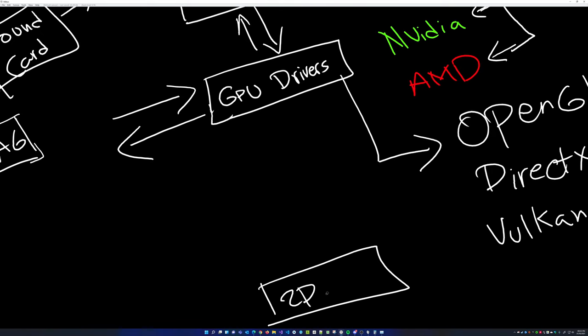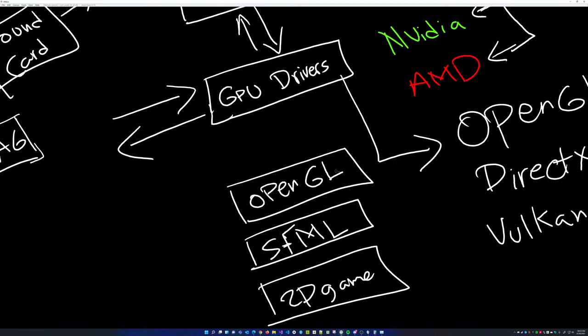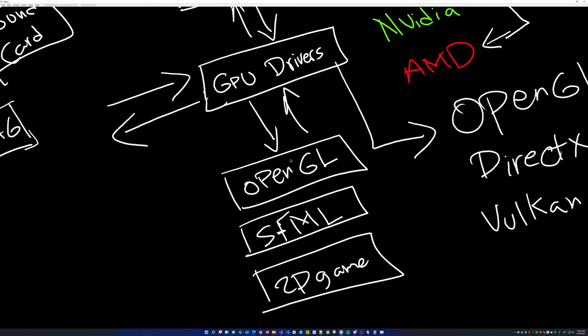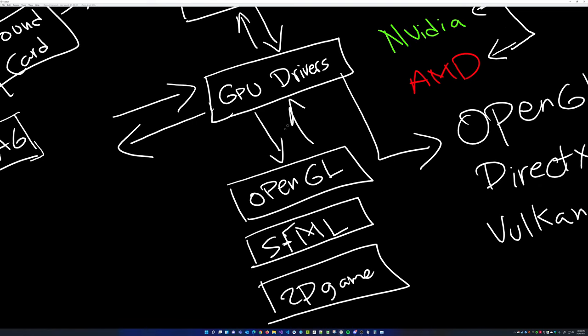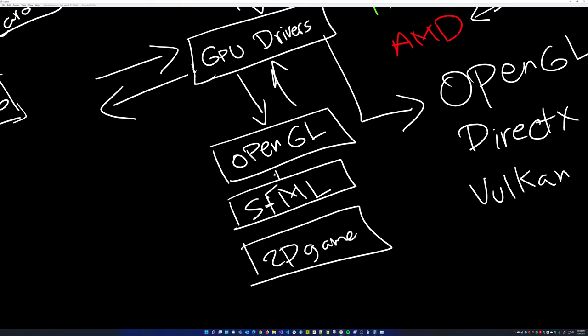2D game. SFML. OpenGL. Okay, so OpenGL communicates with the driver, or OpenGL is in the driver. So OpenGL is inside the graphics driver. SFML is communicating with OpenGL and the driver.